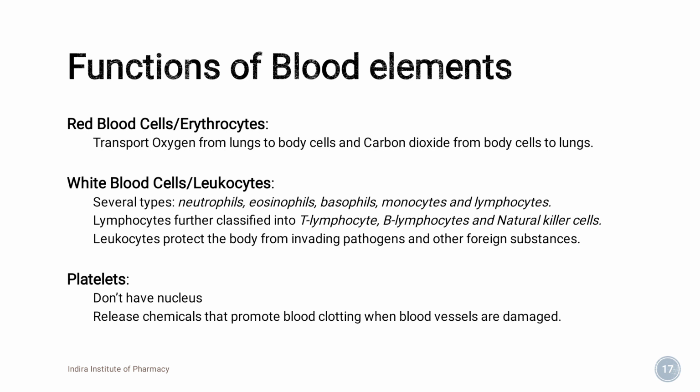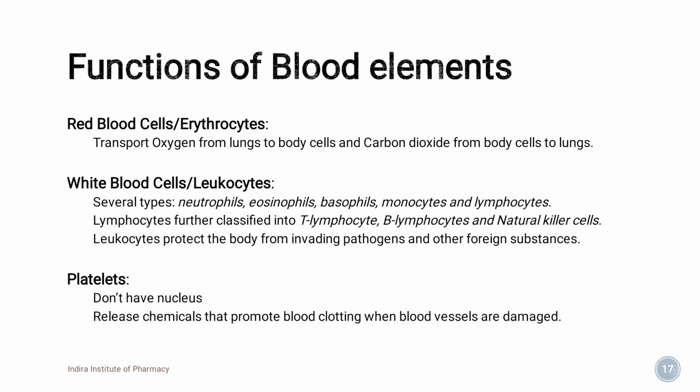So, functions of blood elements. First we have red blood cells, also called erythrocytes. So RBCs and erythrocytes are one and the same. We have already seen that they transport oxygen from lungs to body cells and carbon dioxide from body cells to lungs. Then we have WBCs, which are also called leukocytes. There are several types of WBC: neutrophils, which we have seen in the diagram, eosinophils, basophils, monocytes, and lymphocytes. Each of these WBCs has its own functions. Lymphocytes are again of types T lymphocytes, B lymphocytes, and natural killer cells.